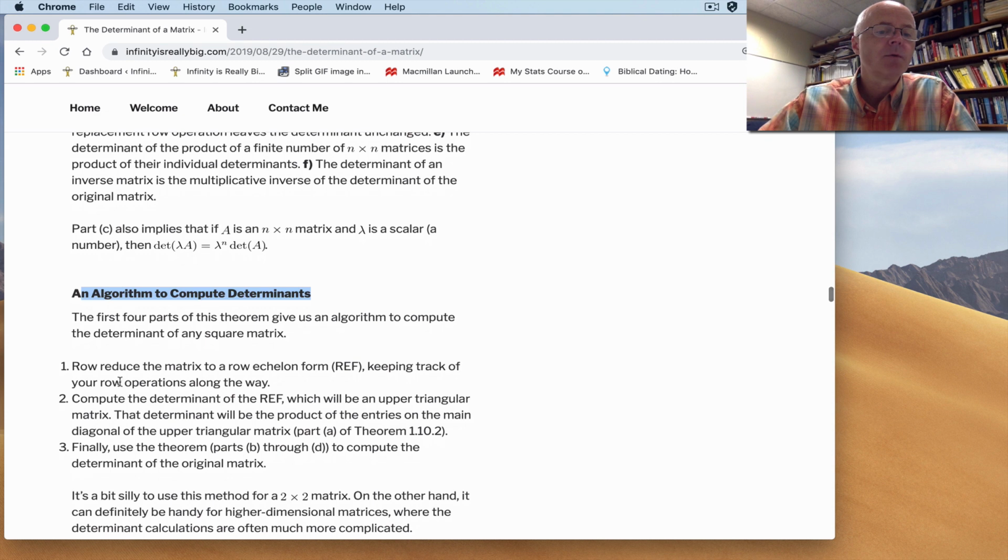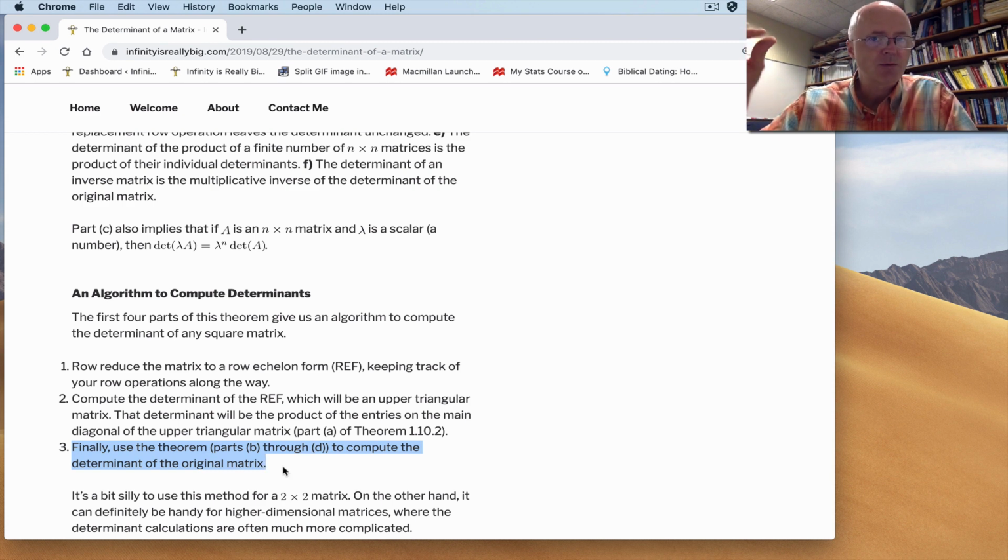Here's the algorithm. Row reduce the original matrix to row echelon form, not necessarily to reduced row echelon form. I mean, you could go to reduced row echelon form, but you don't need to. Keeping track of row operations along the way. Compute the determinant of that row echelon form, which will be an upper triangular matrix, that's guaranteed. That determinant by the theorem is the product of the entries along the main diagonal. That's easy to compute. Finally, use the theorem parts B through D to compute the determinant of the original matrix. Work backwards, so to speak.